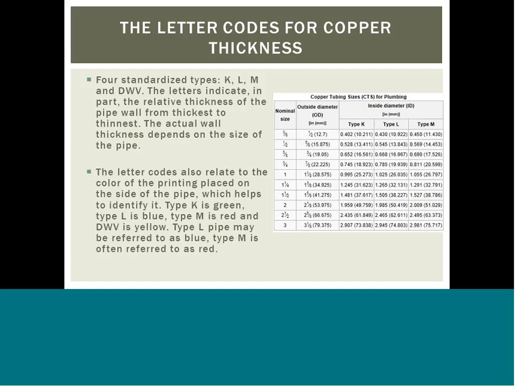The letter codes also relate to the color of the printing placed on the side of the pipe, which helps to identify it. Type K is green, type L is blue, type M is red, and DWV is yellow. Type L pipe may be referred to as blue. Type M is often referred to as red.